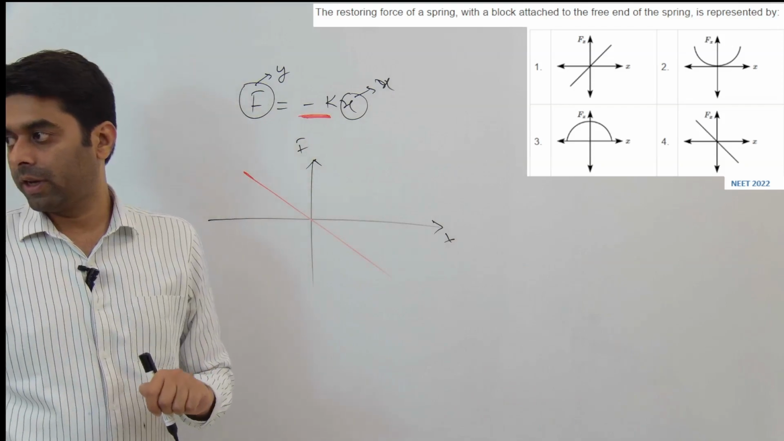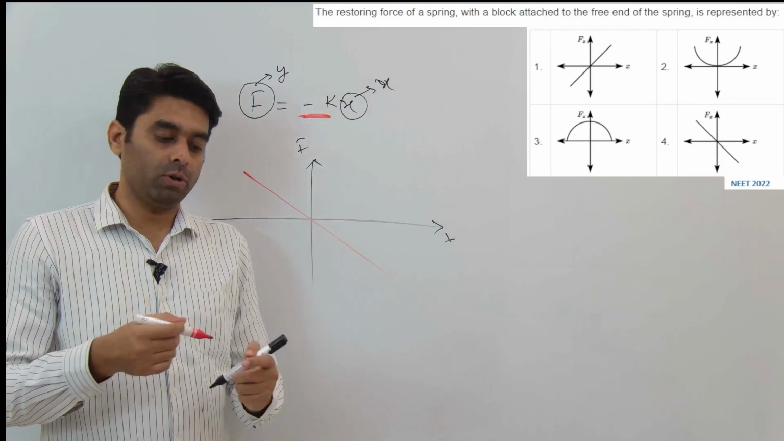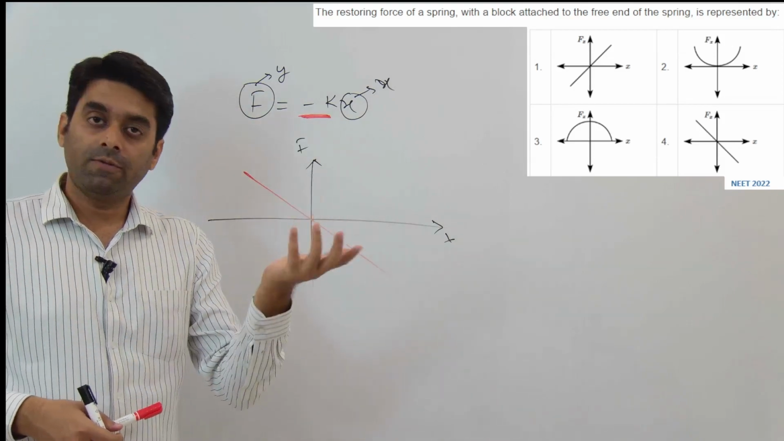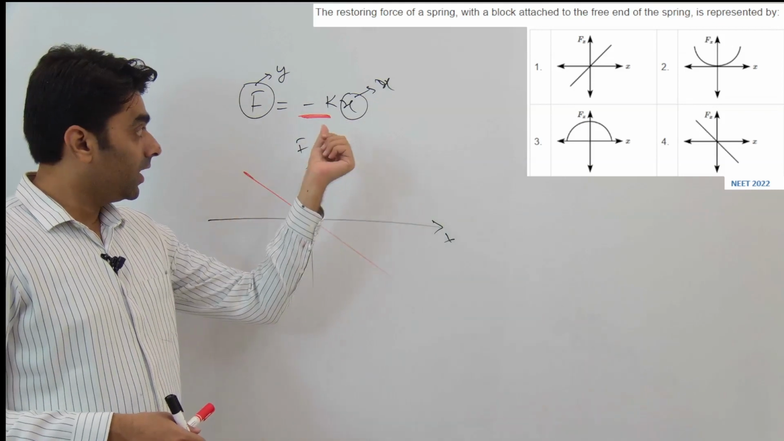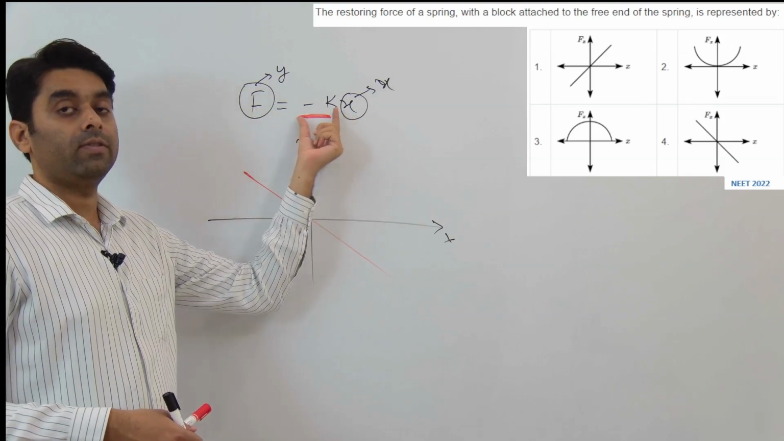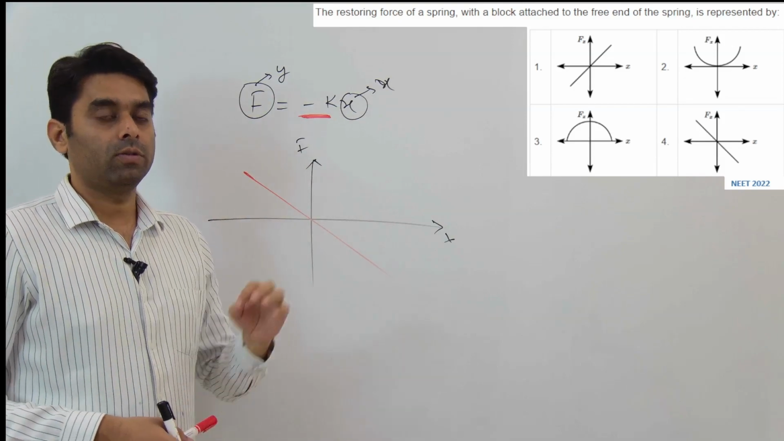Which option do we have? Option number 4. Either first or fourth, because there are only two straight lines, it's a linear relation. So first or fourth. In first and fourth, how do we decide? In first, the slope is positive, whereas for our force F equals minus kx, the slope is negative. Slope should be negative, therefore the fourth will be the correct answer.